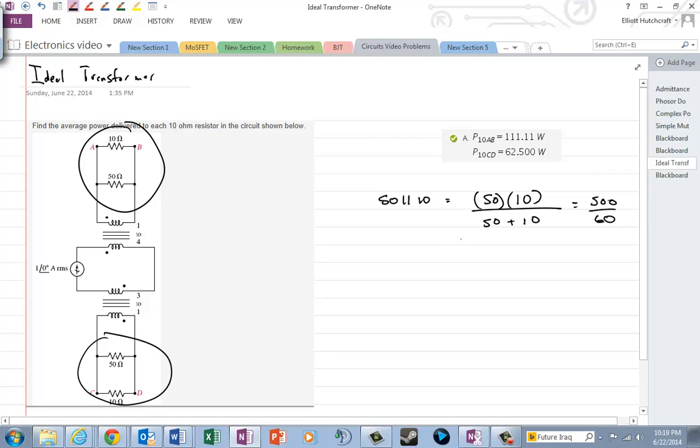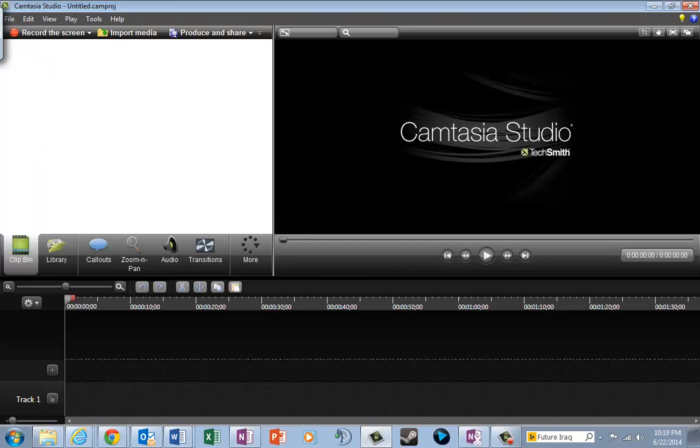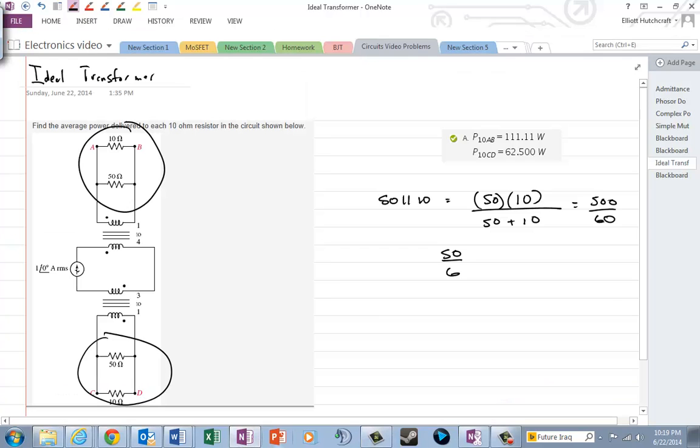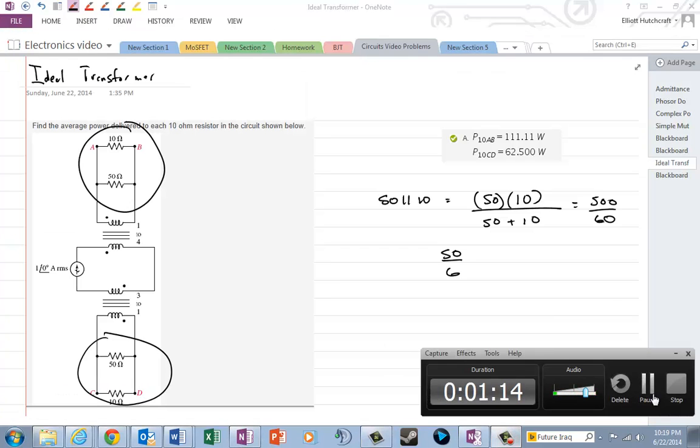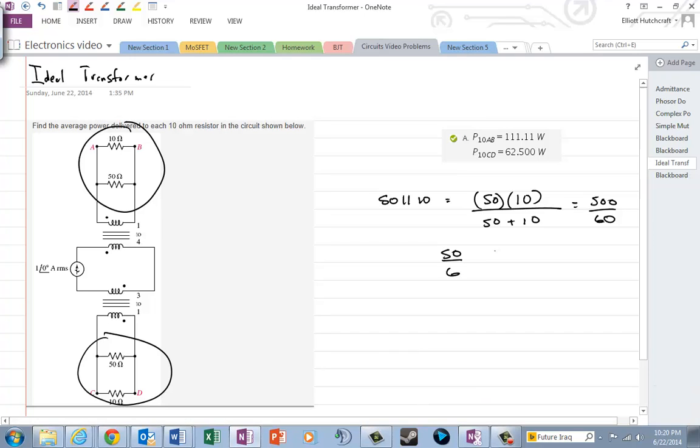and so when we use that value, we get 8.33 ohms. And so in both cases we have 8.33 ohms.